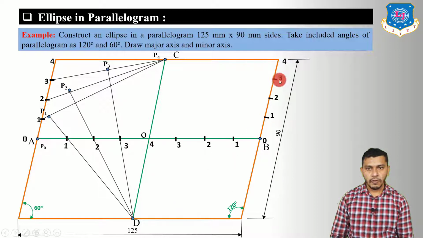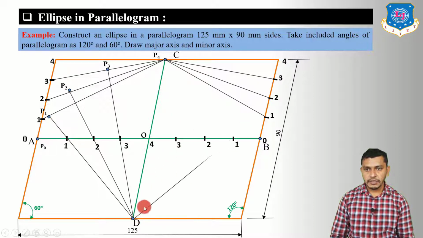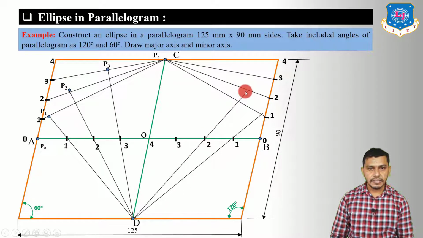Okay, now connect these points 1, 2, 3 to C. Now connect these points to D. That means D1, and extend this line to get the intersection point at the line C1 exactly over here. Now connect D to 2 and extend this line to get the intersection point at the C2 line.